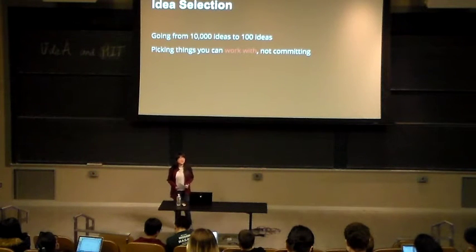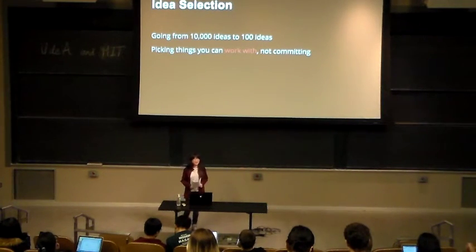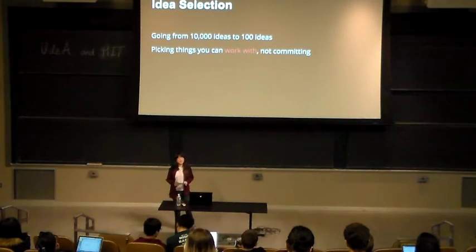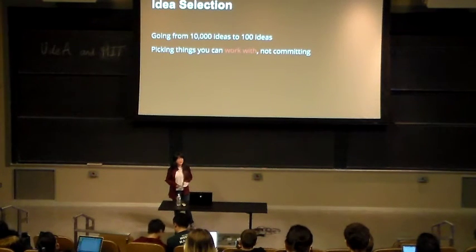So in short, idea selection and ideation is a way of going from 10,000 ideas to 100 ideas. And as you ideate, don't get too attached to any one feature or notion, because that could limit your creativity. And what you end up with might actually surprise you.